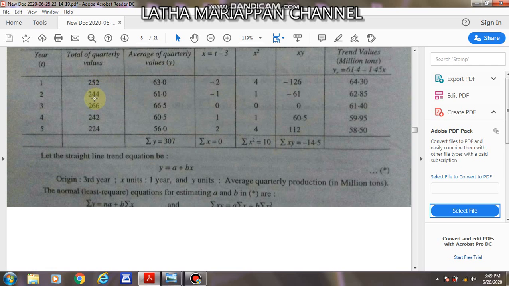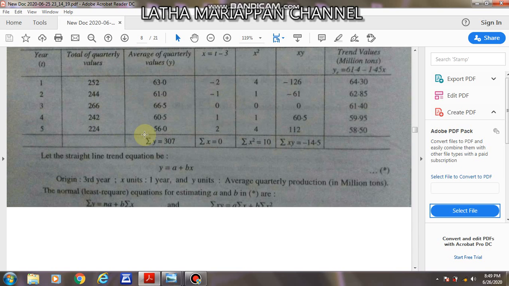Similarly, for the second year, you add all 4 quarters, so you will get 244. Third year, add all 4 quarters. Fourth year, add all the 4 quarters, and fifth year, add all the 4 quarters. So you will get the total of quarterly values.